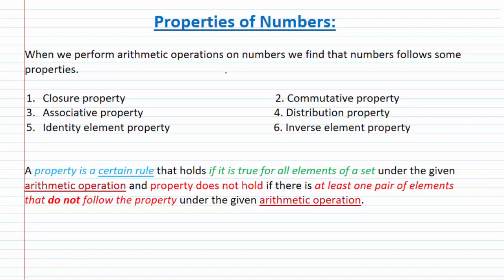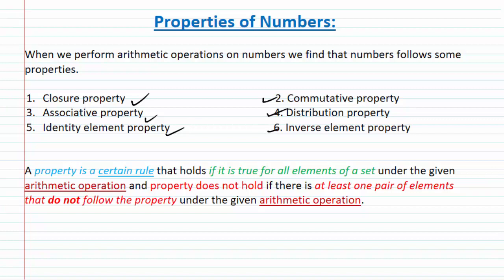This video is a part of lecture series on the topic called number system. In the last video, we learned about subtopic that is types of numbers. In this video, we will continue the next subtopic that is properties of numbers. When we perform arithmetic operations on numbers, we find that numbers follow some properties. These properties are closure property, commutative property, associative property, distribution property, identity element property and inverse element property.